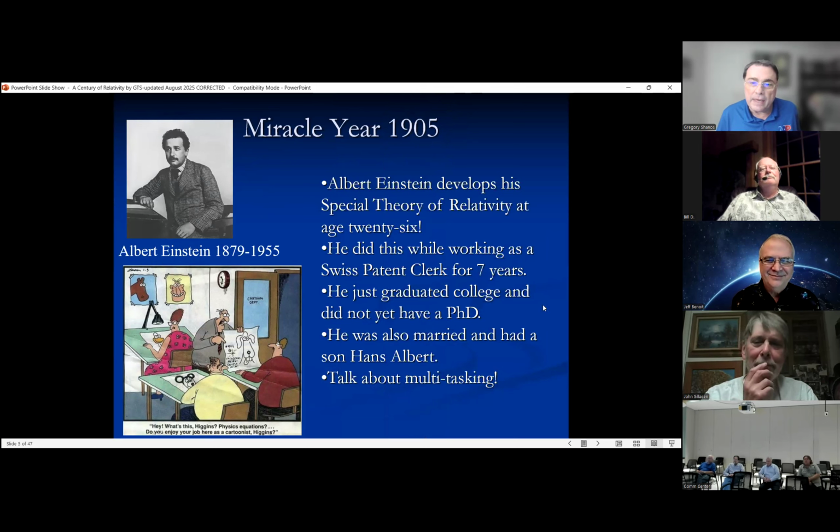And then he graduated from college. He didn't have a PhD. He was also married and had a son, Hans Albert. So a lot of people think Einstein lived in a bubble. All he did was think about this stuff. He didn't. He had a real job. He had a wife. He was married. He had kids, so he was just like the rest of us.